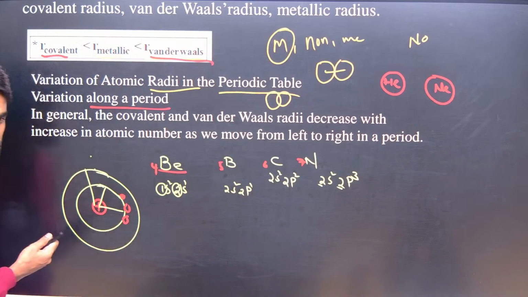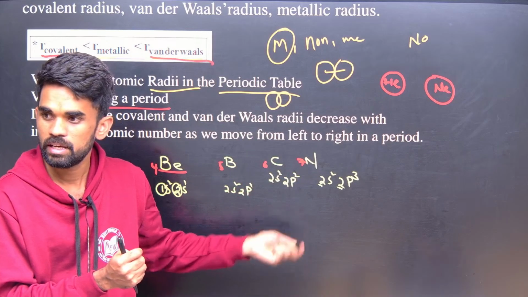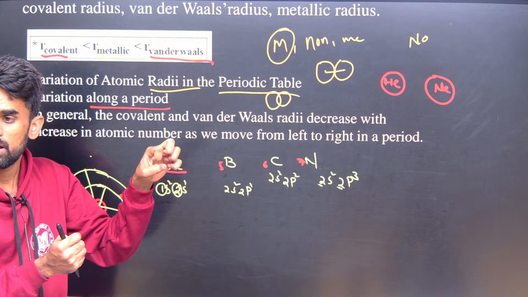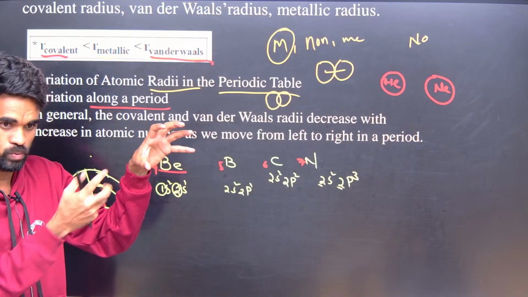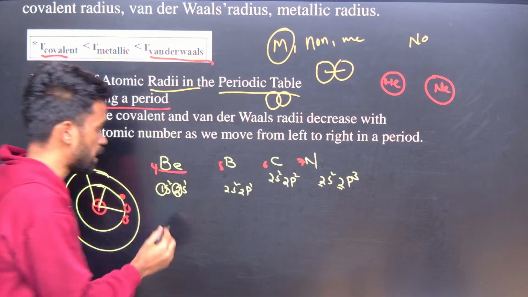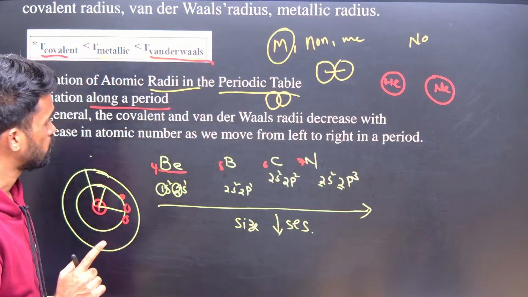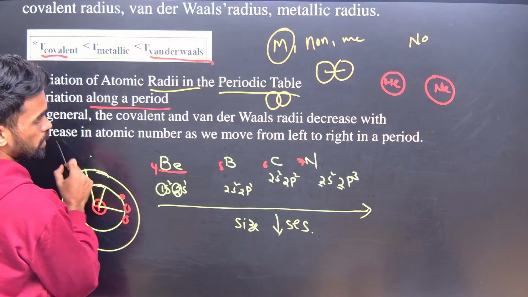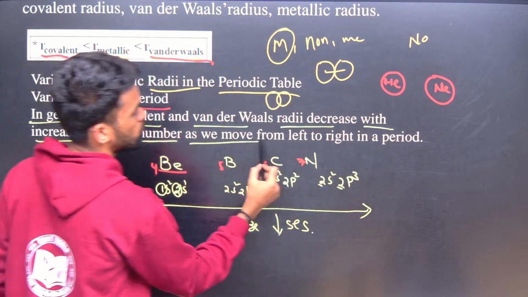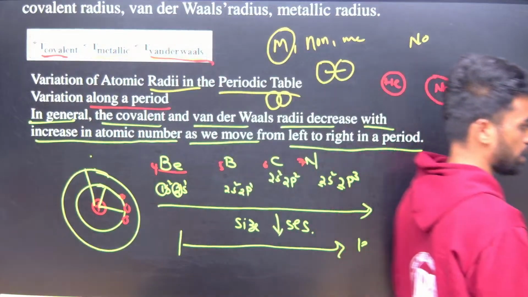So what happens to its radius? Same shell number, but the number of protons is increasing. It means nuclear force is increasing, so positive charge is increasing in the nucleus. What will it do? It will strongly bind the electrons and attract them closer towards the nucleus. So what happens to the size? Size decreases, so atomic radius decreases. Across the period, the atomic radius decreases. In general, covalent and van der Waals radii decrease with increasing atomic number as we move from left to right, from the s block to the p block. This is about across the period.